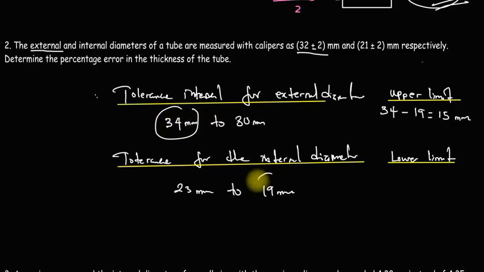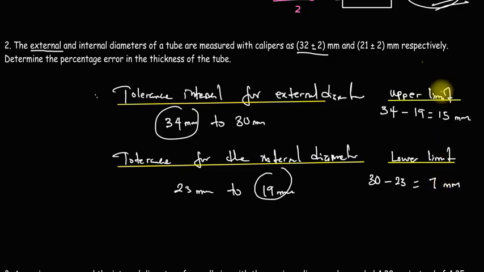And then for the lower limit, we take the remaining values that are left. Remember, we already used this and this. So next we're going to subtract 23 millimeters from 30 millimeters. So 30 minus 23 is going to give us 7 millimeters, if I'm not mistaken.